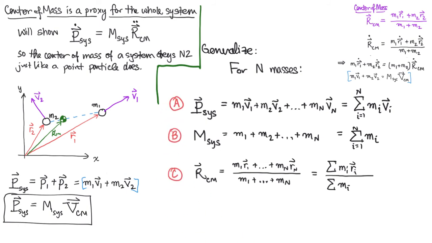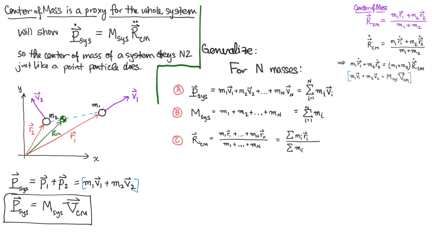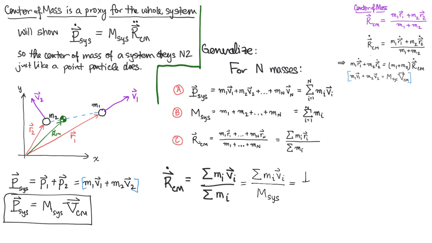And let's give these three equations names, A, B, and C. We can start by taking equation C and taking its time derivative. So we have the velocity of the center of mass. We can then recognize that the denominator is the total mass of the system. That is by equation B. So we can leave the numerator alone, and the denominator then becomes the mass of the system. And we can recognize that the numerator is the total momentum of the system. That's by equation A.